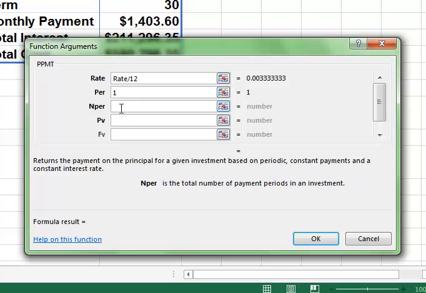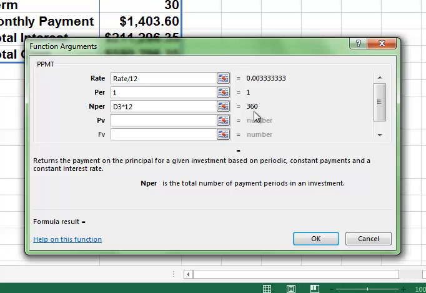And then the NPER refers to the number of payments that you're going to make, which is referenced in your total number of years that you're going to take the loan out for. So that's found in D3, and again we're going to multiply that times 12.